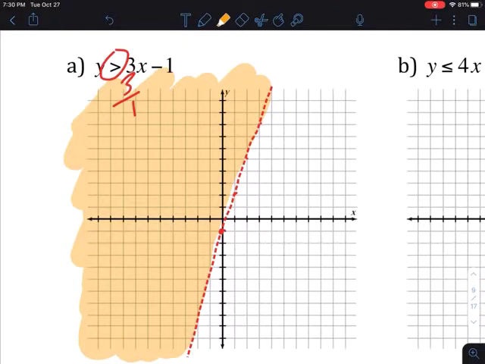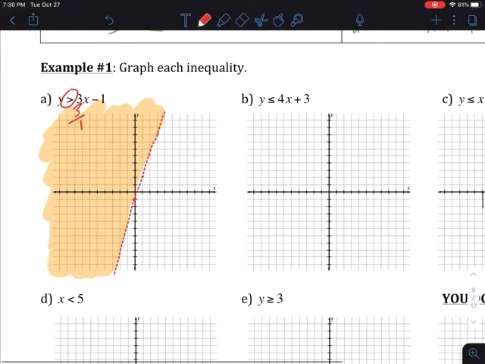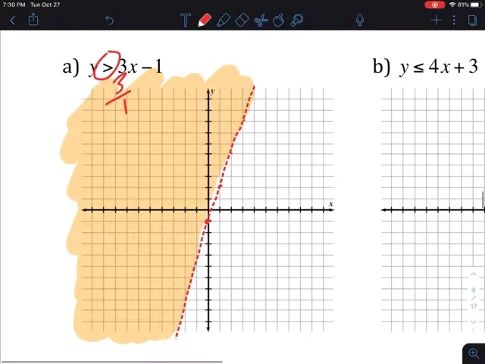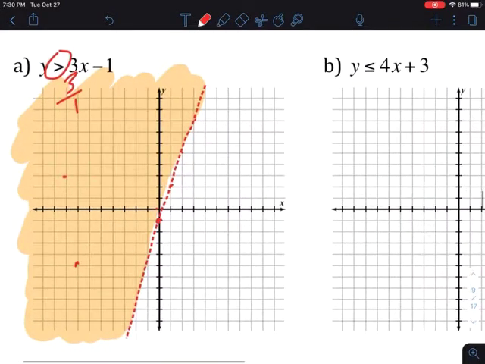So if I were to ask you a side question like, hey, what are some solutions? You know, name a solution. You can name any point in the shaded region here, like (-8, 3), or even (0, 0) is in there, or (-7, -5). They're all solutions. But points on a dashed line are not solutions. The dashed line just means it's like an invisible barrier.